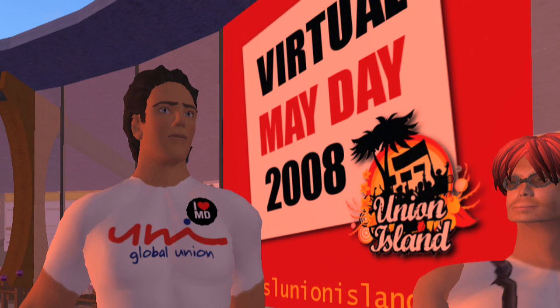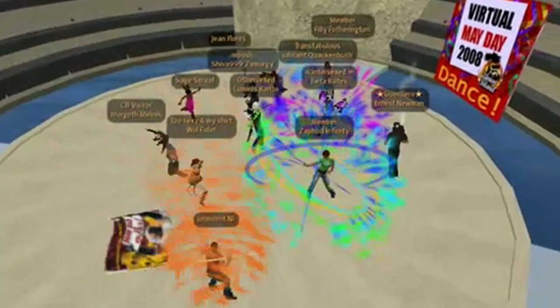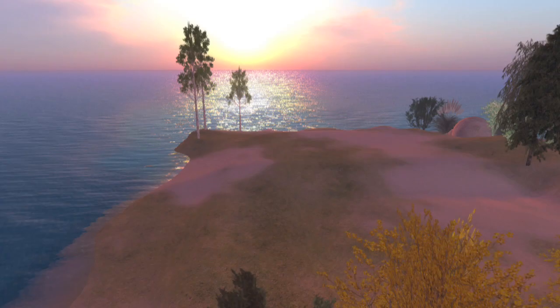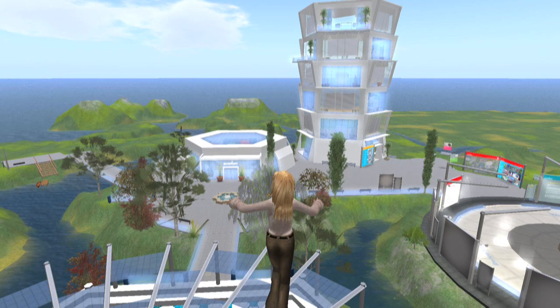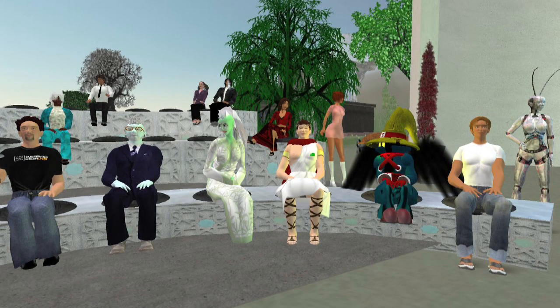Digital characters called avatars are created by the users themselves. The avatars can buy and sell items, acquire parcels of land or build their own virtual houses. They live, work and communicate with each other.